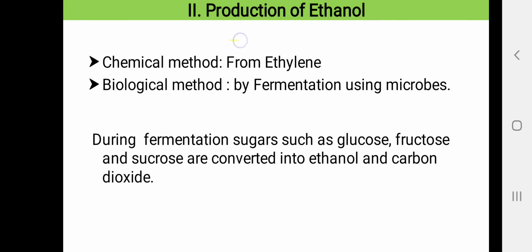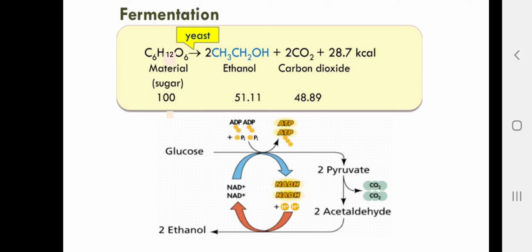Now let us look into the actual process, the second topic, that is industrial production of ethanol. Now this can be brought about by chemical method from ethylene, or it can be brought about by biological method, that is by the process of fermentation using the microbes. Now during fermentation, the sugars such as glucose, fructose, sucrose, etc., are converted into ethanol and carbon dioxide. Now these are the chemical reactions that take place during fermentation.